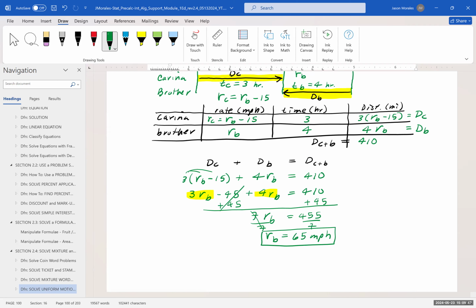All right. And from this relationship that we had earlier, we can find Karina's speed. So we need the rate of Karina. So the rate of Karina is equal to the rate of her brother minus 15. So we can use the rate of her brother and plug that in. And so Karina's speed is 50 miles per hour.